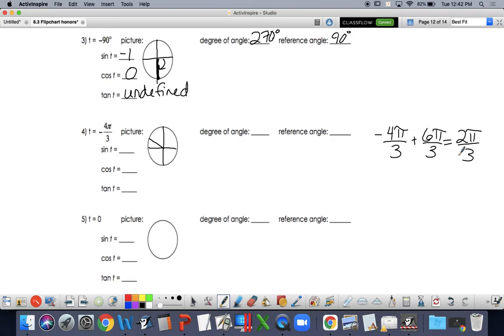If you said find the coterminal angle, okay, find the coterminal angle. Add 6 pi over 3. 6 pi over 3 minus 4 pi over 3 is... you gotta move that denominator along the way, right? 2 pi over 3.